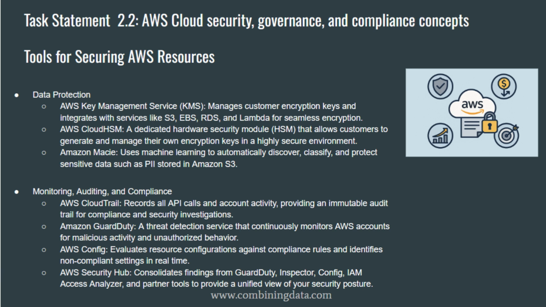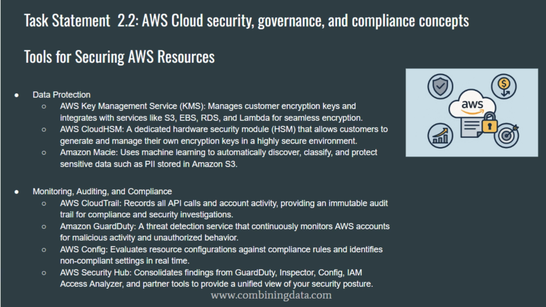Amazon GuardDuty. GuardDuty continuously analyzes logs and activity across your AWS environment to detect threats, such as compromised credentials, unusual API calls, or malicious network traffic. Think of GuardDuty as an intelligent security monitoring service that looks for suspicious behavior without requiring you to manage servers or rules yourself. AWS Config focuses on configuration compliance.